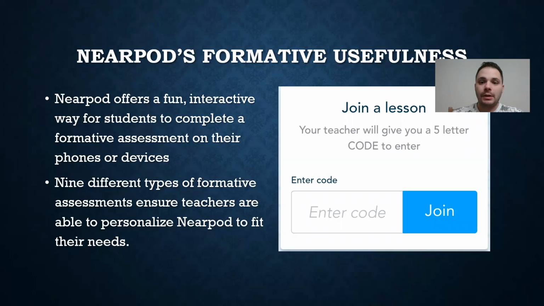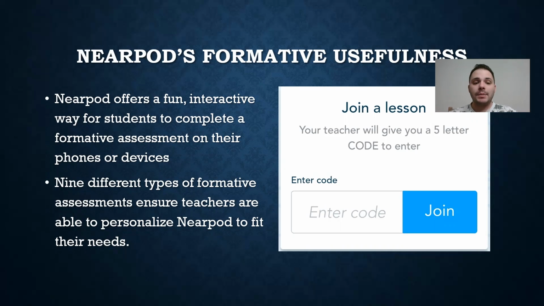So as far as formative usefulness, this is a picture of the screen that students will see when they go to join a Nearpod. When they go to the website and click on join a Nearpod, they just enter their code right there, click join, and it pops right up. It's very, very easy. It's similar to a QR code, except they actually enter the code there. So it's super simple to use, and it offers a fun, interactive way for students to complete a formative assessment on their phones or devices.